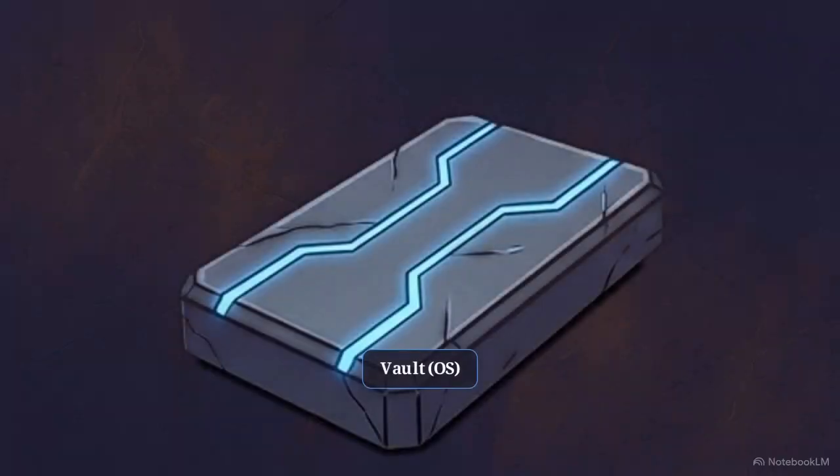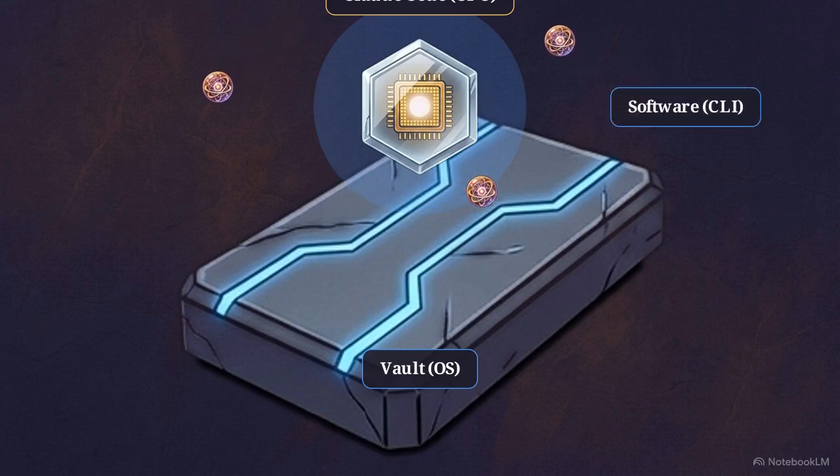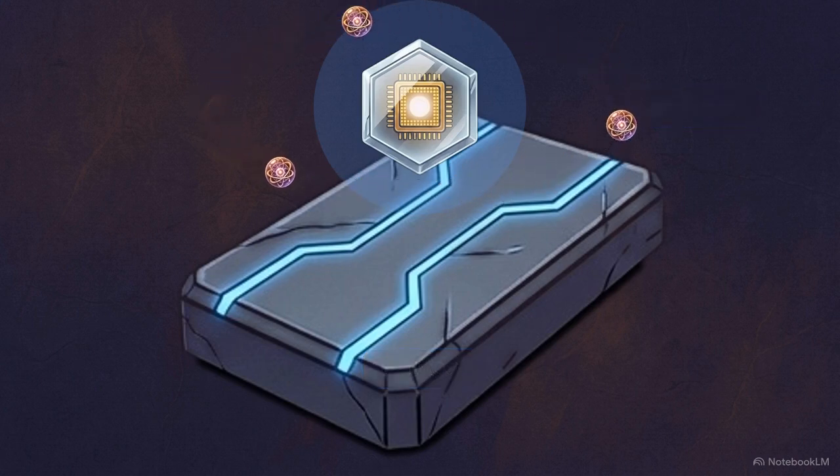This blueprint shows the three pillars of the ecosystem. Your Obsidian Vault acts as the OS, Claude Code is the CPU, and your custom CLI commands serve as the software. The moment you hit enter, these components execute a progressive disclosure boot sequence.